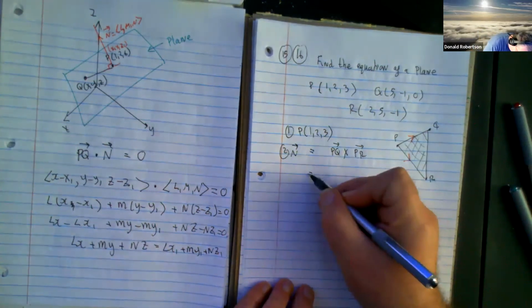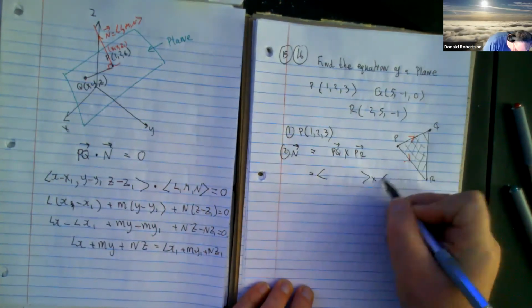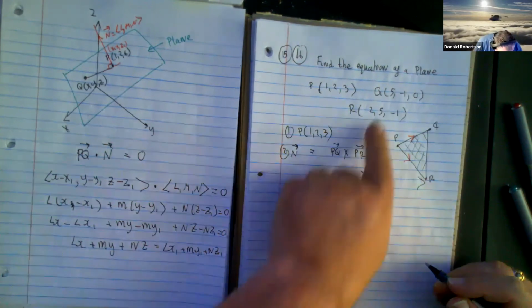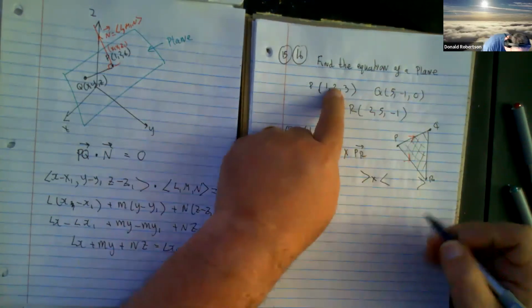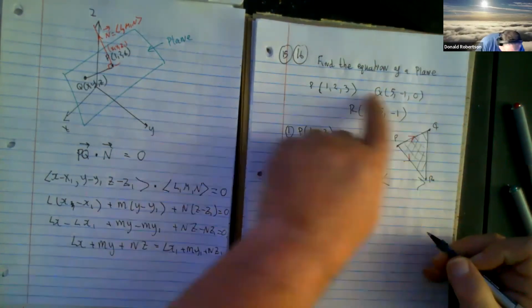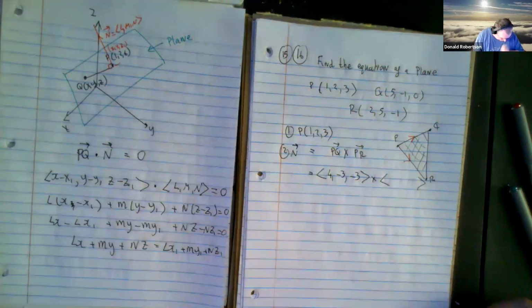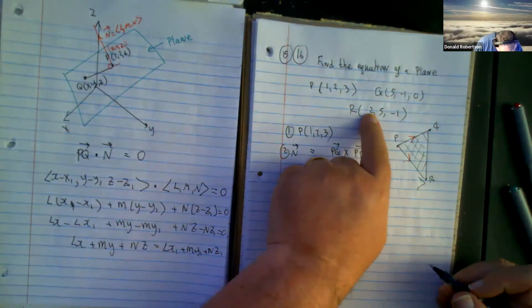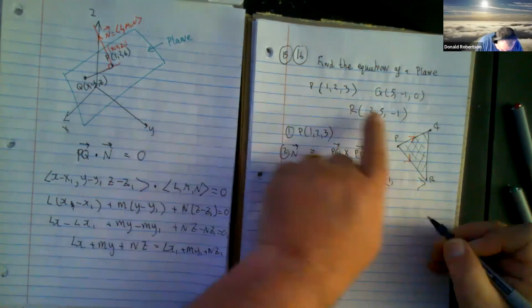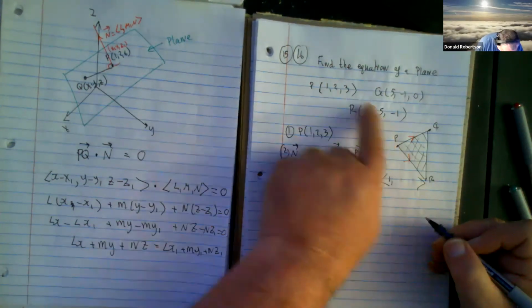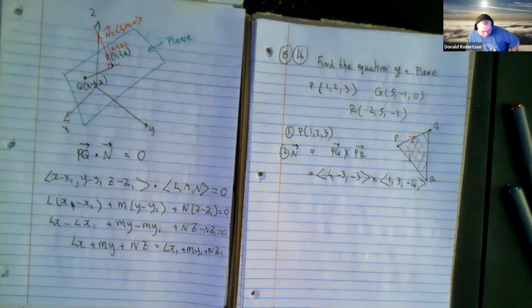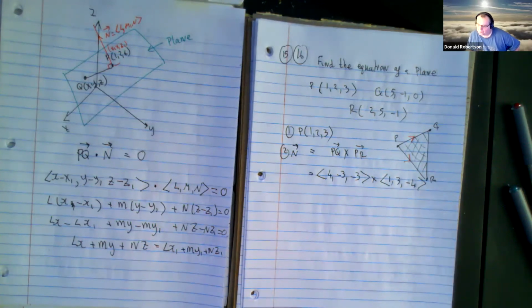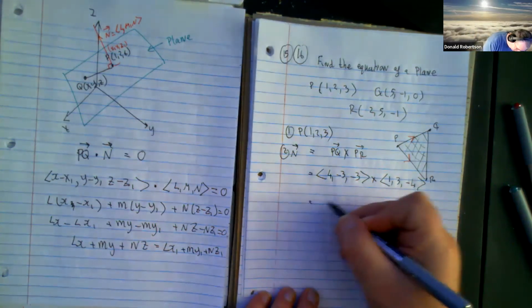So here's PQ, I should say, here's PR. Second, take away the first, 4. -1, take away 2, -3. 0, take away 3, -3. That's fine. PR now. Second, take away the first. Second, take away the first. Second, take away the first. Are you happy about PQ and PR, where those numbers came from? And we're going to get the cross product.